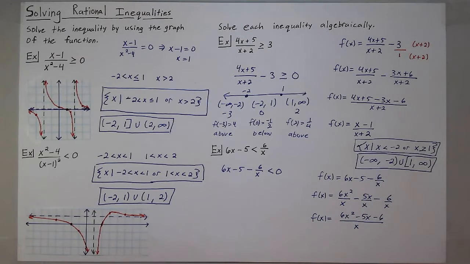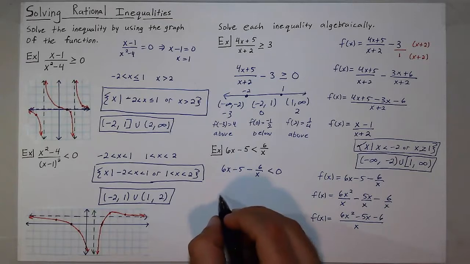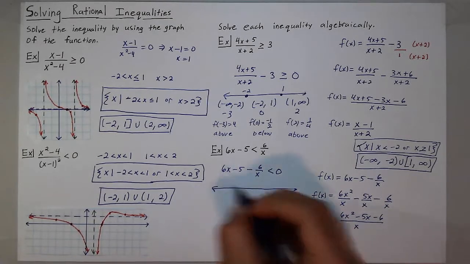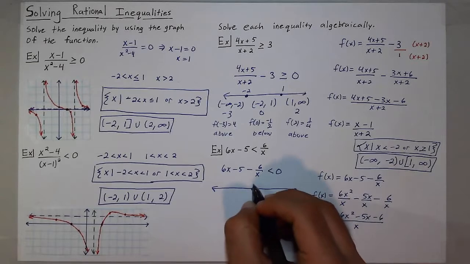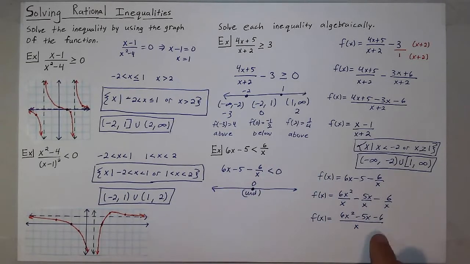And to find out where it's equal to 0 and where it's undefined, I can already tell it's undefined at 0. So I'm going to draw a number line. I'm going to put 0 on it, and that's where I know it's undefined. But where is it equal to 0? That's where the numerator will equal 0. So I need to factor my numerator.